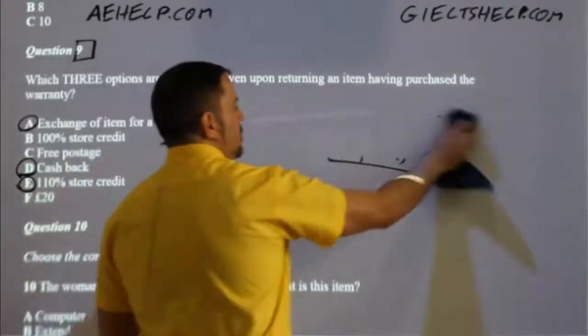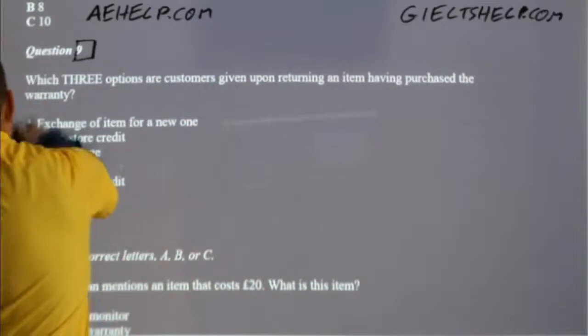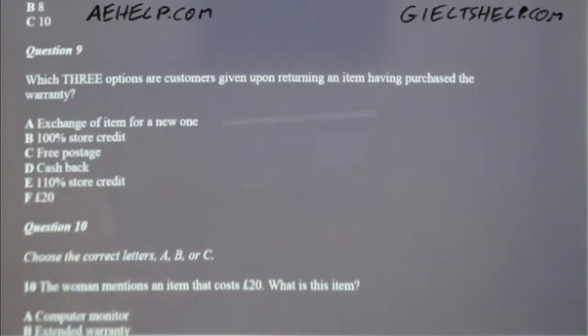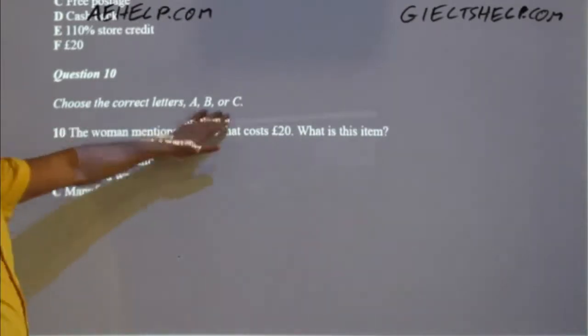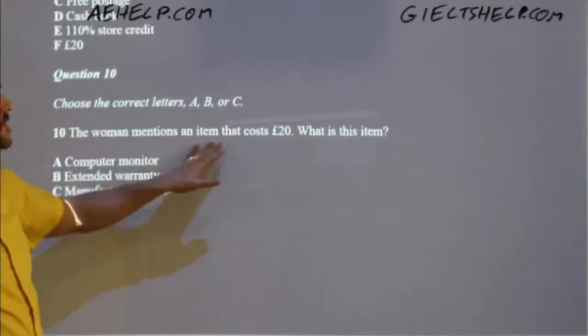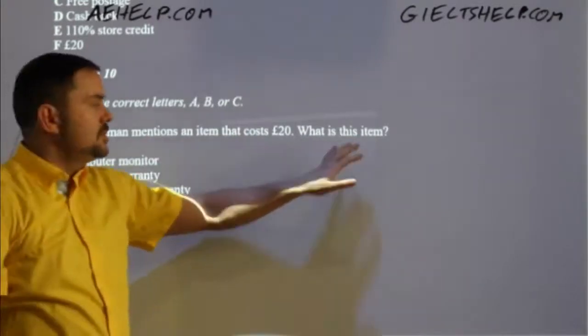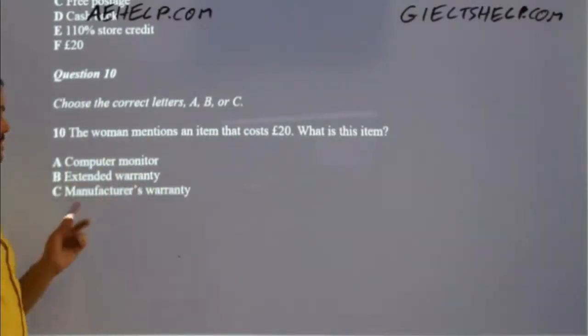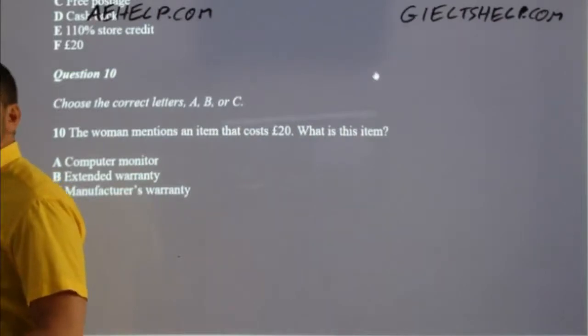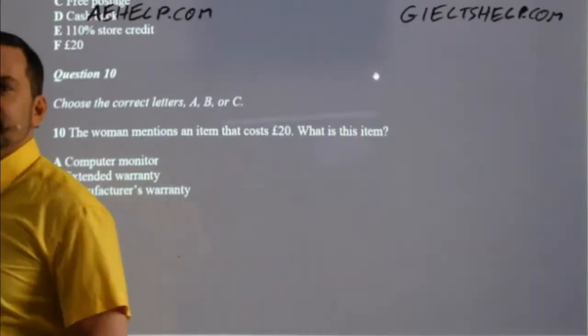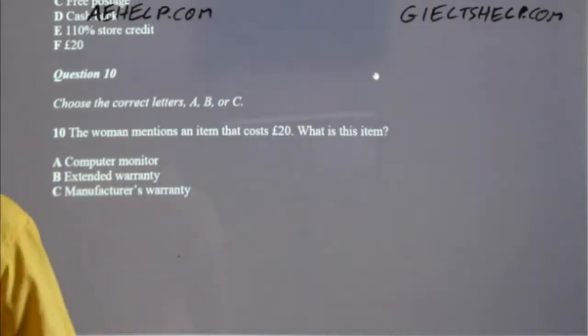One more question here. Question number 10. Choose the correct letter A, B, or C. Number 10, the woman mentions an item that costs 20 pounds. What is this item? A, the computer monitor, B, extended warranty, C, manufacturer's warranty. Which one is it? Number 10. The answer here is B.